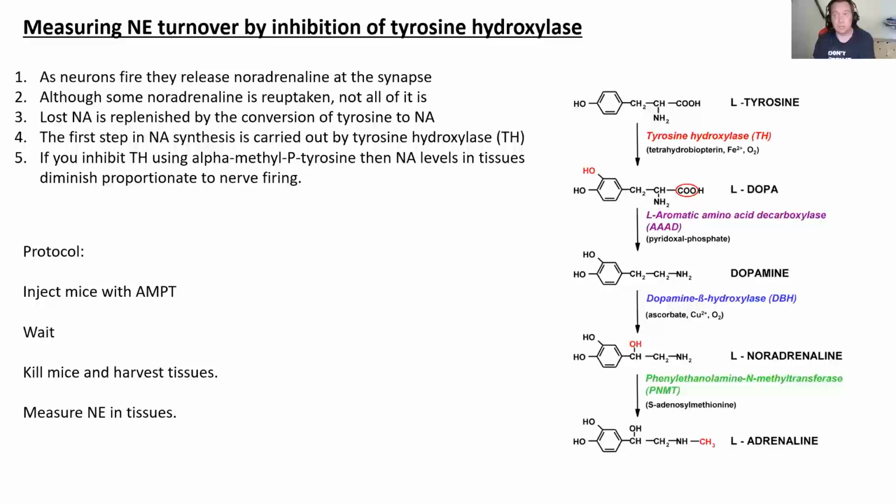Now, in contrast to our highly expensive surgical rig, this is the protocol. You take a mouse, you inject the mouse with alpha-methyl-P-tyrosine, you wait or do your intervention, we're going to see one in a second, you then kill the mice and harvest the tissues, and you measure the norepinephrine in the tissue, and you might normalize it per mg of protein if you wanted.